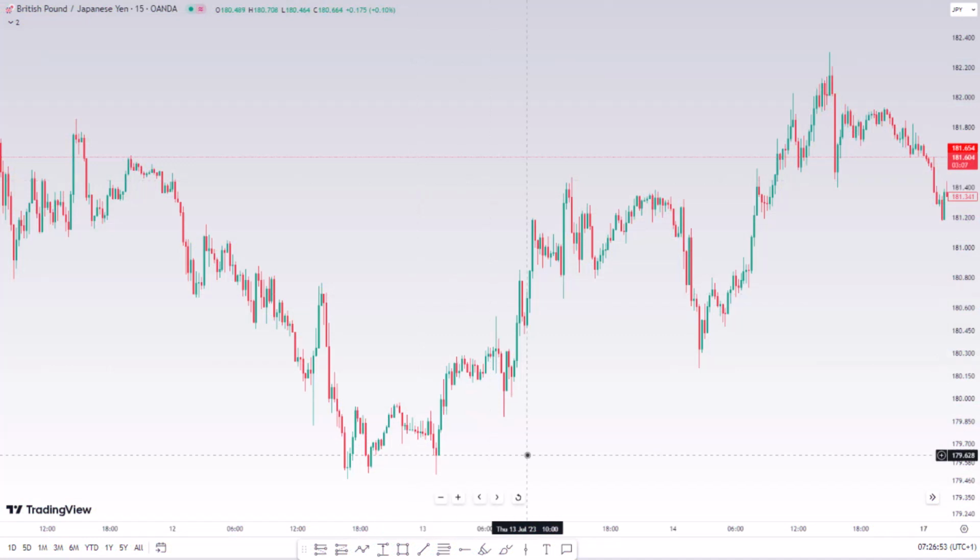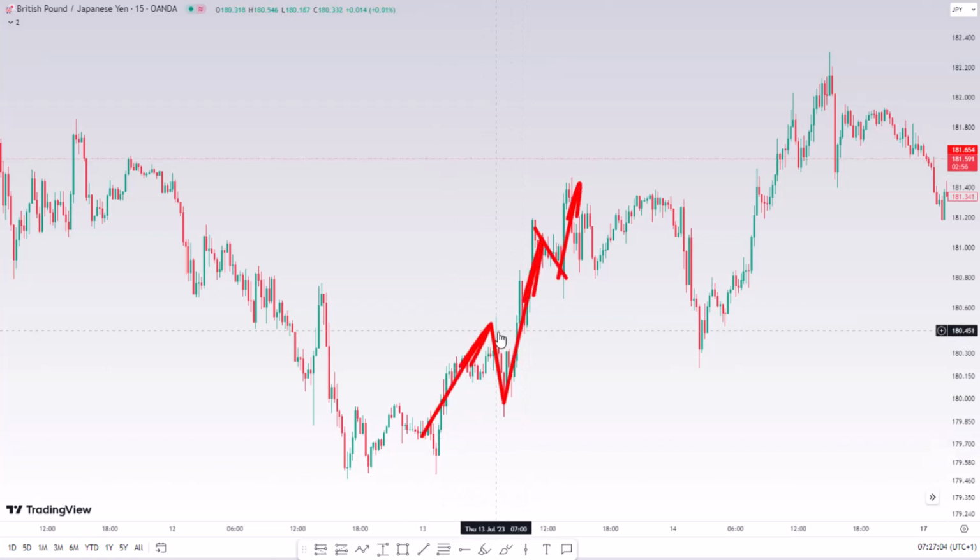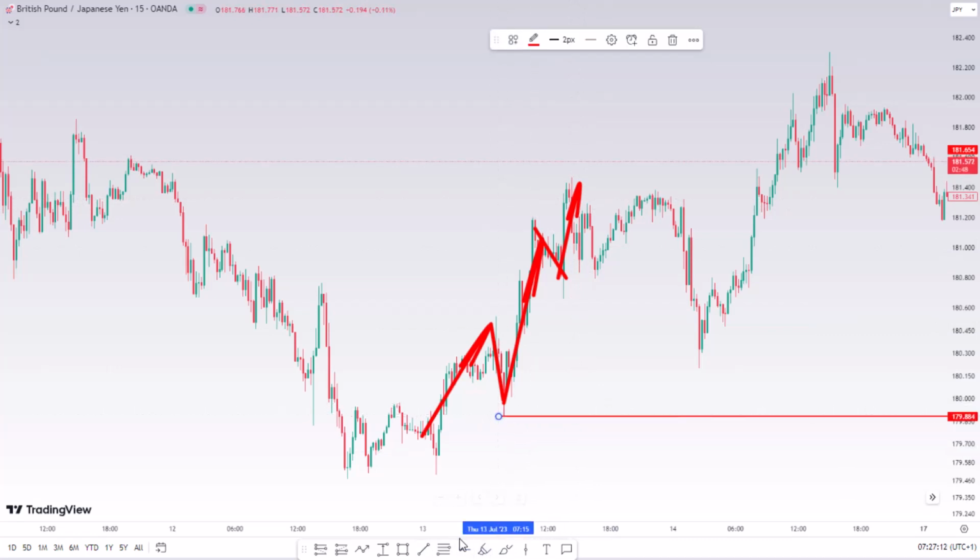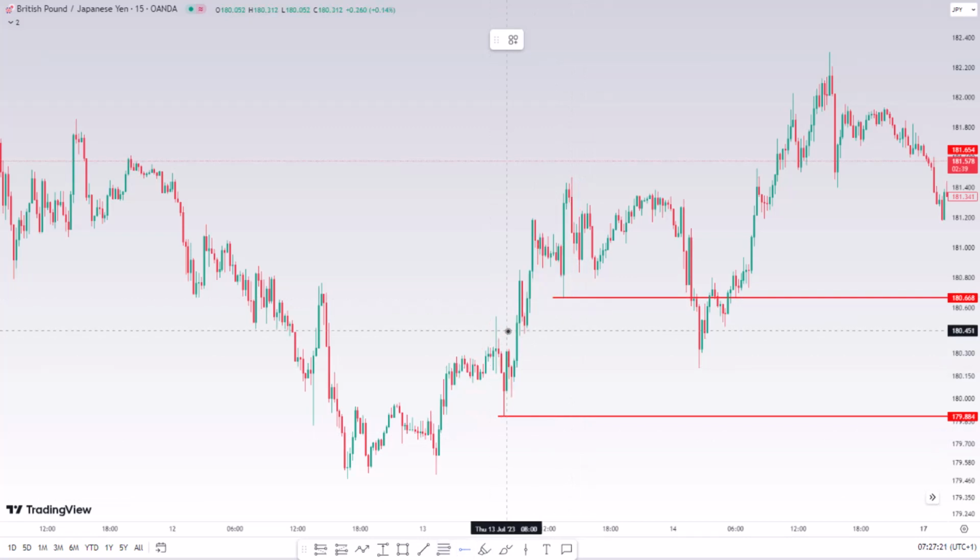Here is another example on GBP/JPY. Always on your 15-minute time frame, make sure you identify the structure of the market. As price continues to create a series of higher highs and lows in the market, what happened? We target all the lows which were created. This low, we have as well this low. We also have this low which was created, if you notice, this low.